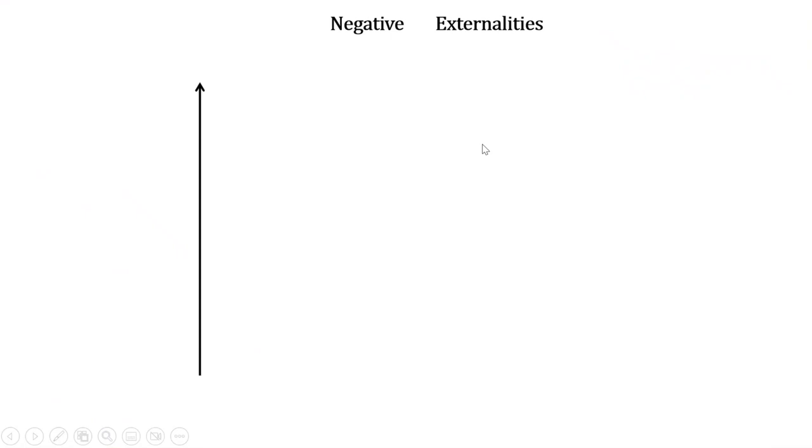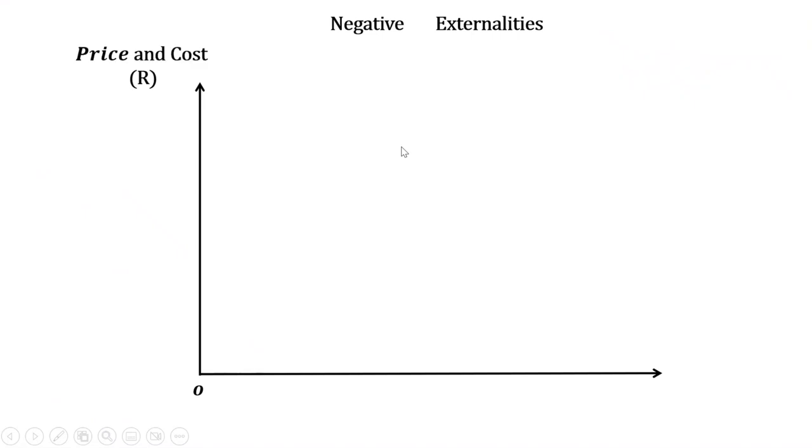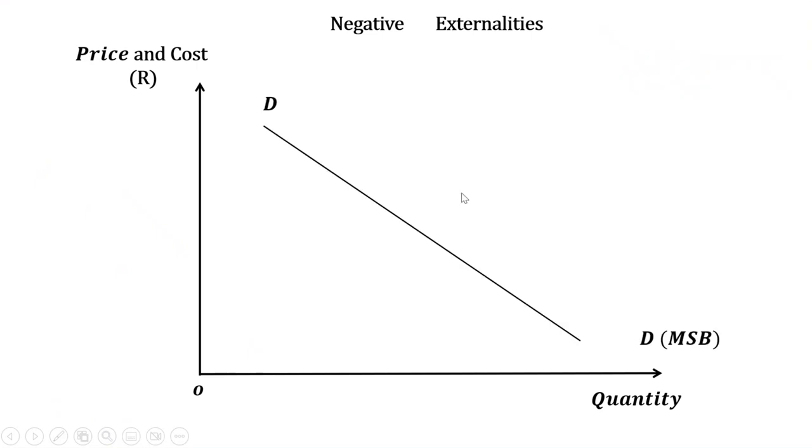Now, let's look at the graph. We draw the vertical axis, the horizontal axis, and the point of origin. We label the vertical axis price and cost. The horizontal axis is quantity. And now we draw the demand curve. The demand curve is also the marginal social benefit. Marginal social benefit is what people will pay for the product. Let's draw the supply curve. The supply curve is the marginal private cost curve. The supply curve only looks at the cost to the firm of producing each additional unit.